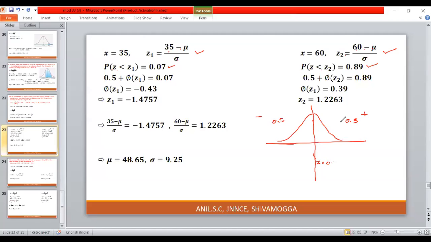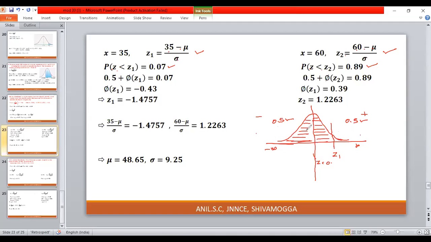Z is less than Z1. Suppose this is Z is equal to Z1. This goes up to plus infinity and this goes up to minus infinity. This is half of the area under the curve. This is the area where Z is less than Z1. Here Z is greater than Z1 and here Z is less than Z1.